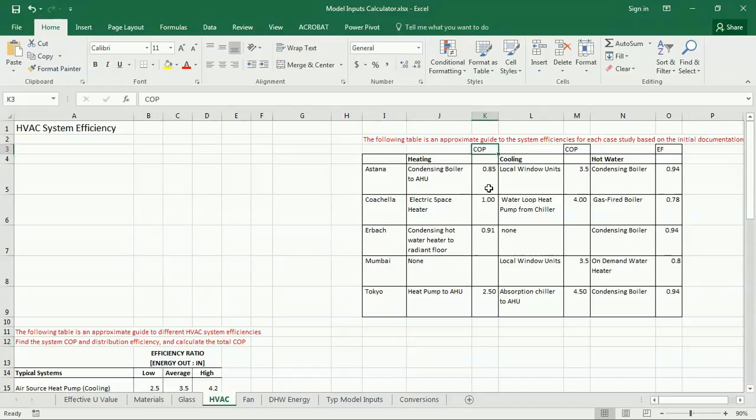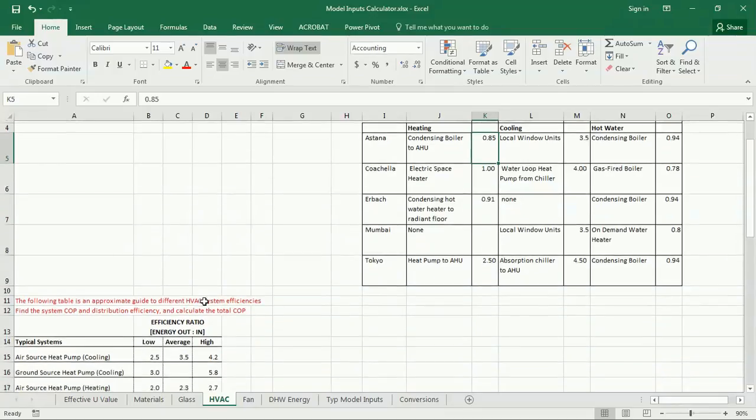COP stands for coefficient of performance, and really what we're doing here is not just entering the coefficient of performance of the machine itself, but of the total system, including the ducts and the pipes, the fans, the pumps, etc. So it is difficult to estimate, and I can help you with that.